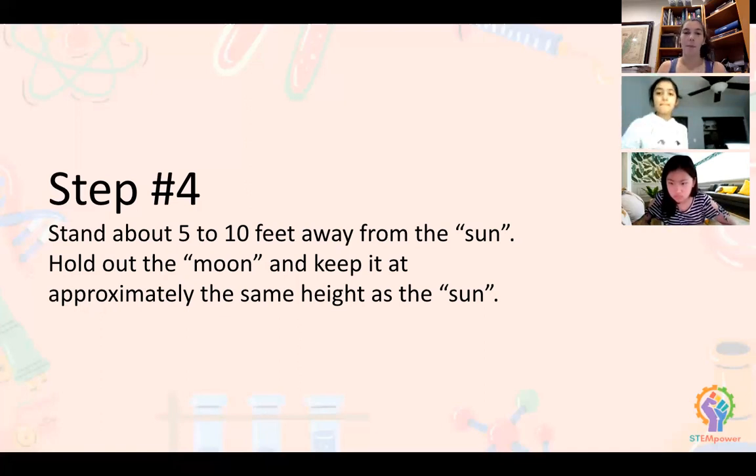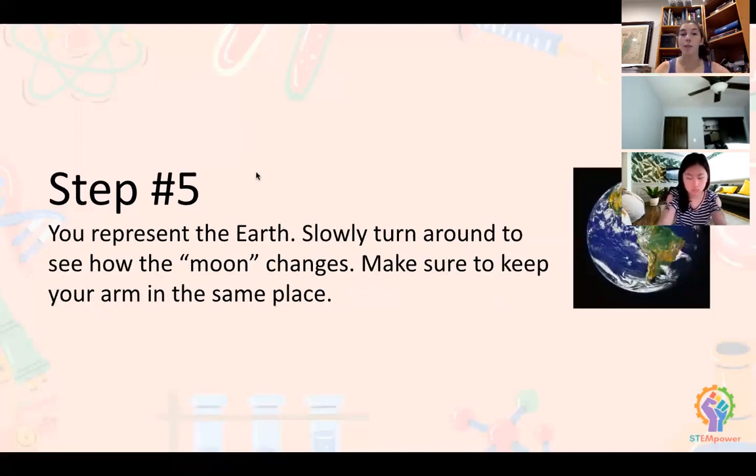Great, okay. So as I said, now you can get up and stand about 5 or 10 feet away from your sun, flashlight, lamp, whatever you have as your sun, and then hold out the moon, or the ball or styrofoam, and keep it about at the same height as the sun. And then you represent the Earth. You represent someone standing on the Earth looking at the moon during its different lunar phases.